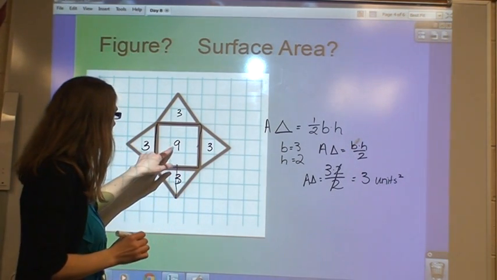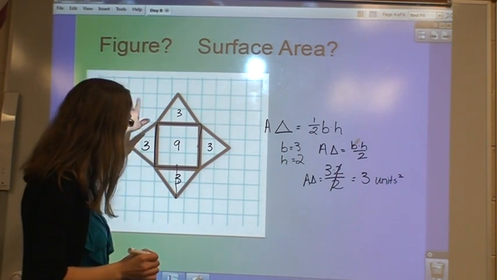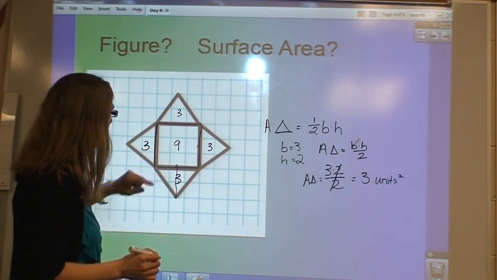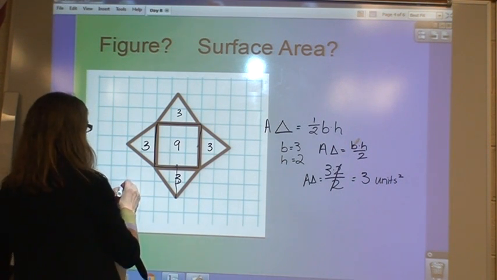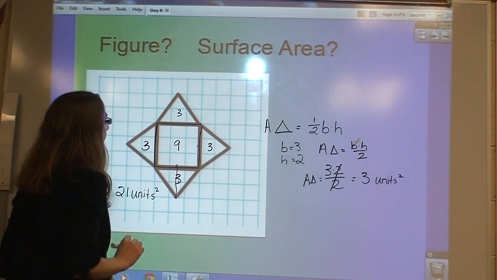So my surface area is 9 plus 3 plus 3 plus 3 plus 3. So I'm just going to go 3 times 4, which is 12, and add 9 more on, and I'm going to have 21 square units.